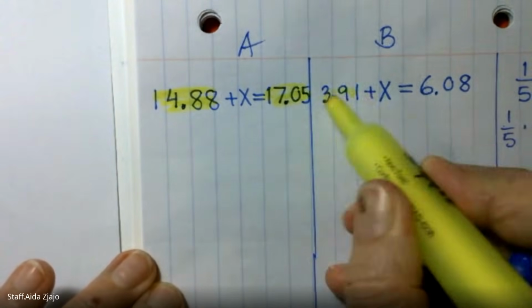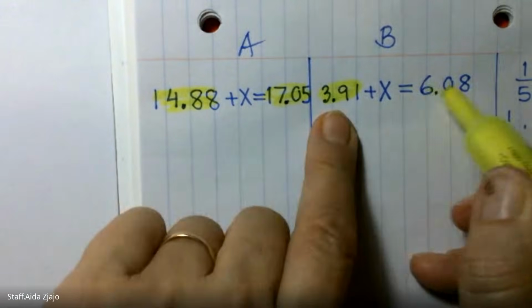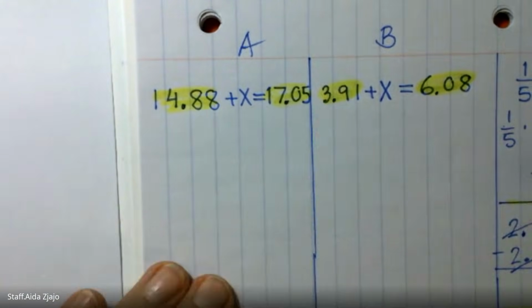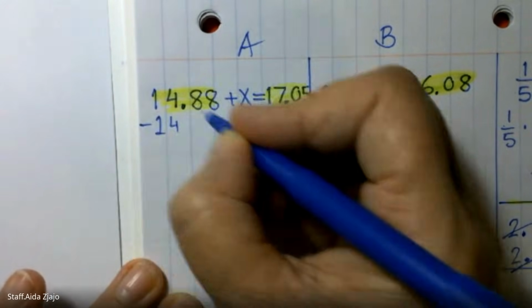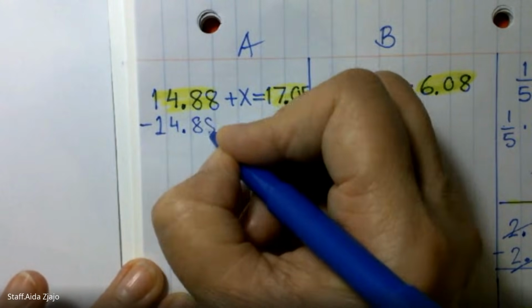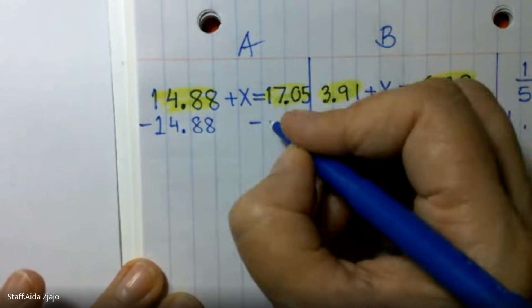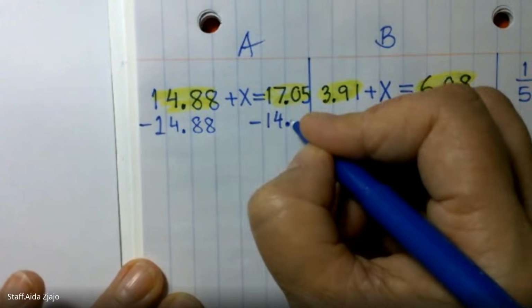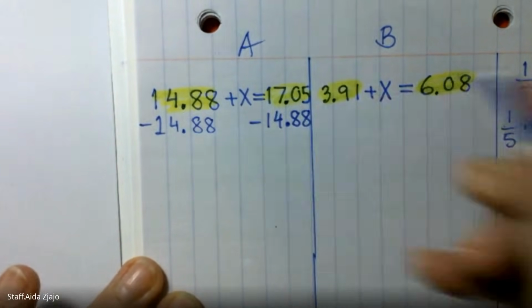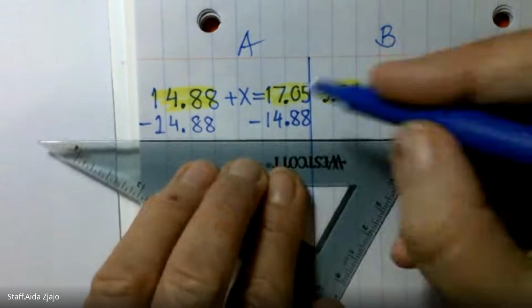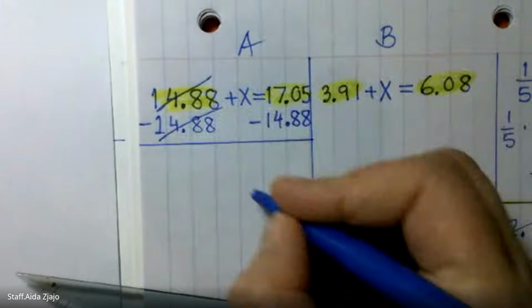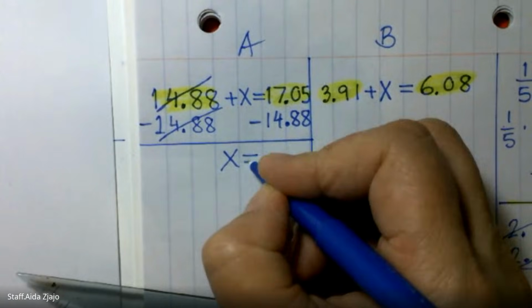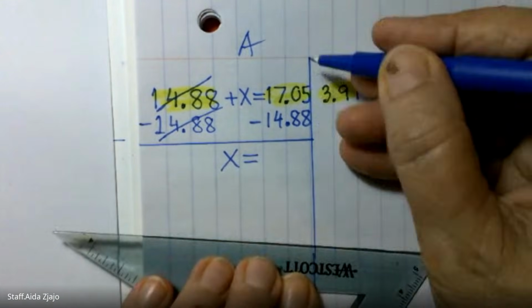So this needs to be subtracted from each side. So minus 1488 and minus 1488. Okay. This will cancel. X equals 5 minus 8 doesn't work.